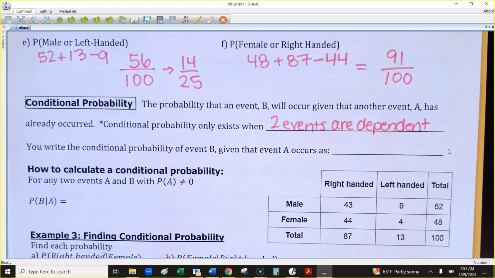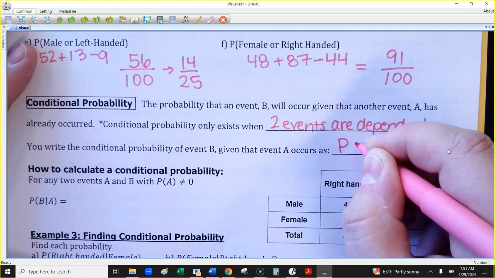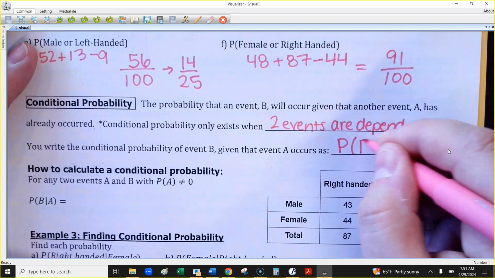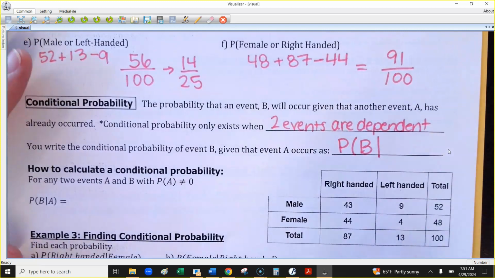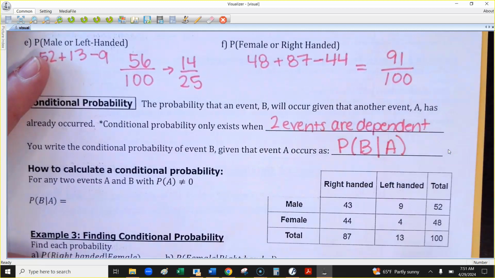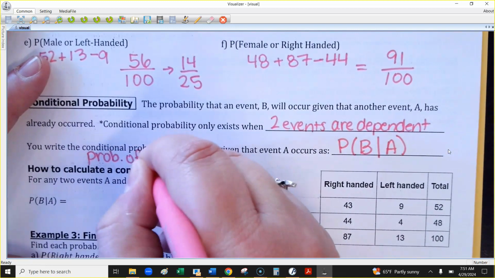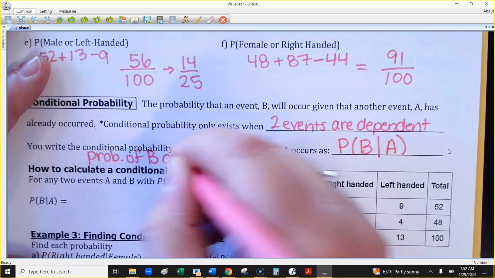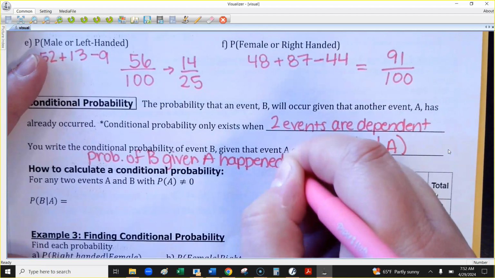And the conditional probability of event B given that event A has occurred, I'm just going to show you the notation here. We would write it as P, and then in parentheses B, and there's a little bar. It literally just looks like a little vertical line, and then A. That stands for the probability of B, which would be the second event, given that A already happened. So you know that the A value happened.